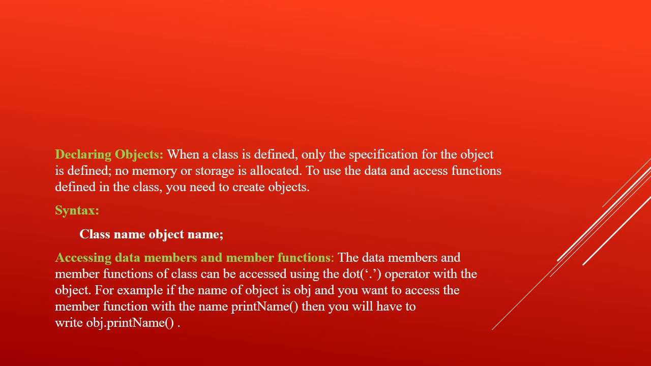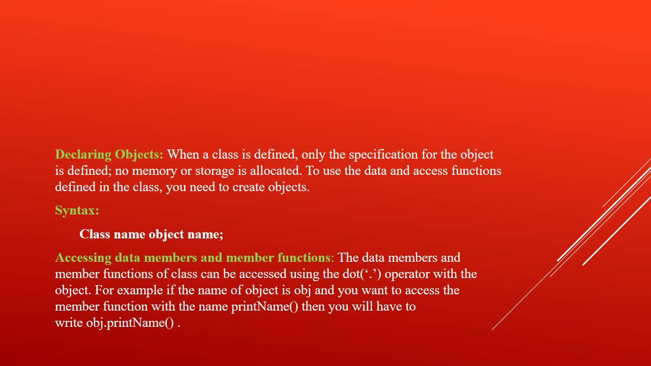Declaring objects. When a class is defined, only the specification for the object is defined. No memory or storage is allocated. To use the data and access the functions defined in the class, you need to create objects. Syntax: class name, object name, semicolon. Accessing data members and member functions. The data members and member functions of a class can be accessed using the dot operator with the object.